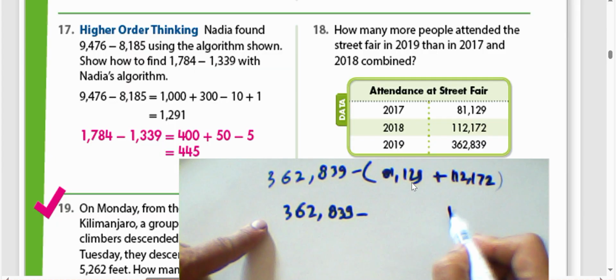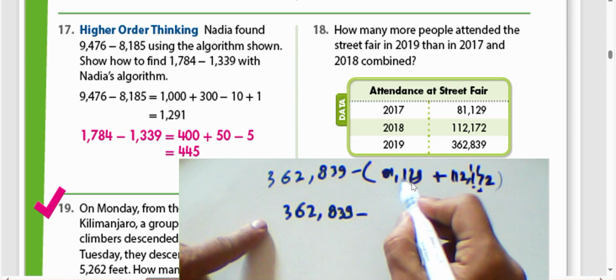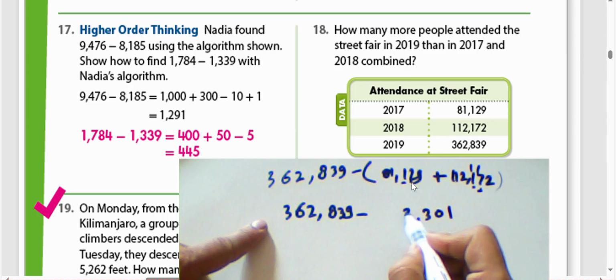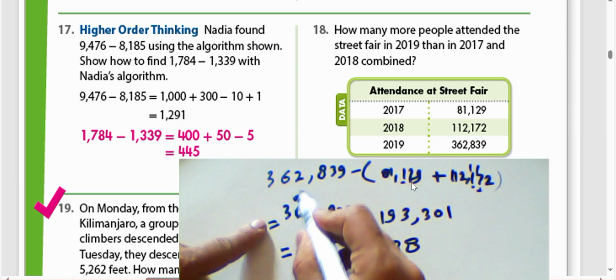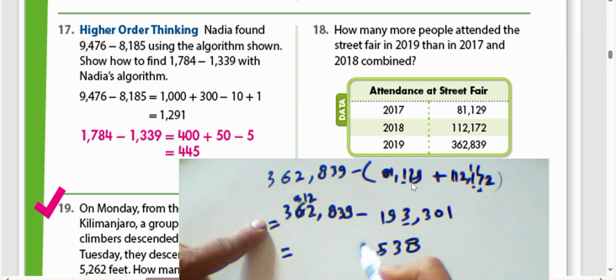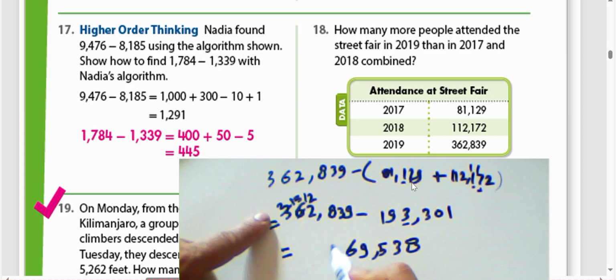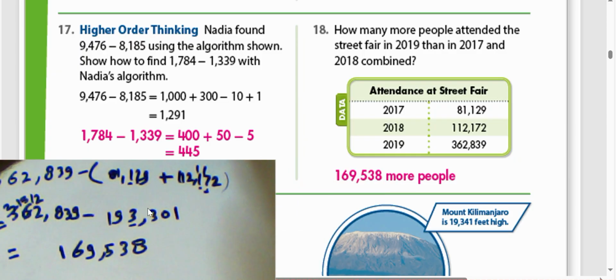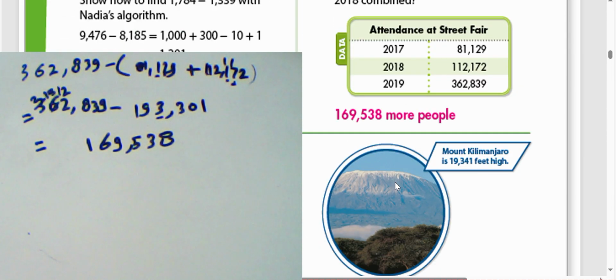We have 2 plus 9 is 11, 1 and carry up 1, 7 plus 1 is 8, 8 plus 2 is 10, 0 and carry up 1, 1 plus 1 is 2, 2 plus 1 equals 3, and 2 plus 1 equals 3, 1 plus 8 equals 9. Then subtract: 9 minus 1 equals 8, 3 minus 0 equals 3, 8 minus 3 is 5, 2 minus 3 we can't, so 12 minus 3 equals 9, and 5 minus 9 we can't, so 15 minus 9 equals 6, and 2 minus 1 equals 1. Okay, this is the difference between two numbers. 169,538 more people.